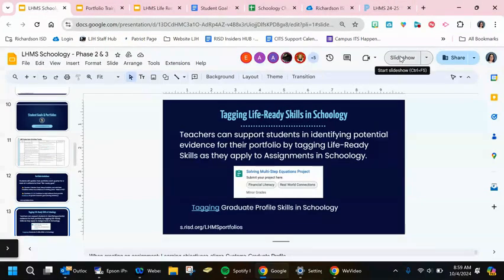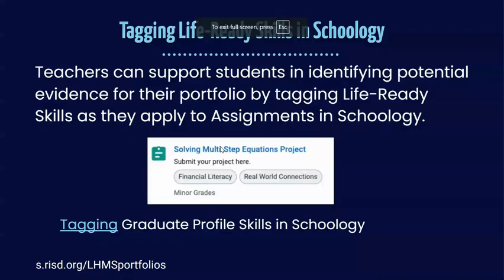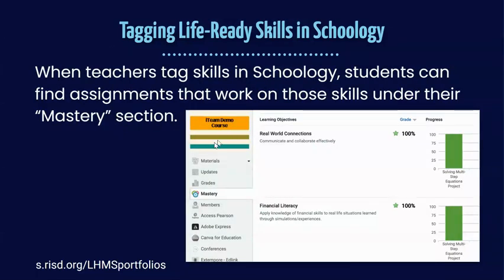And then when students go back to their Schoology account, they can filter by the competency. So all they have to do is in their course, they'll click the Mastery tab, and then it'll filter out the assignments by those objectives. So if their goal is real world connections, they'll have a list of the assignments that went towards that one goal.